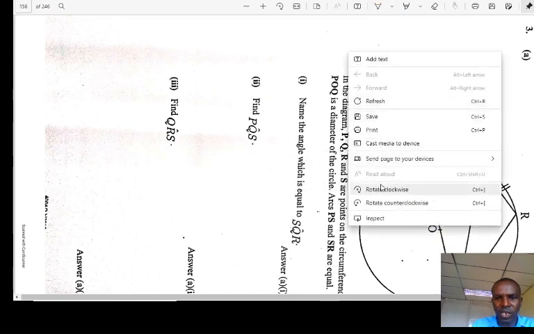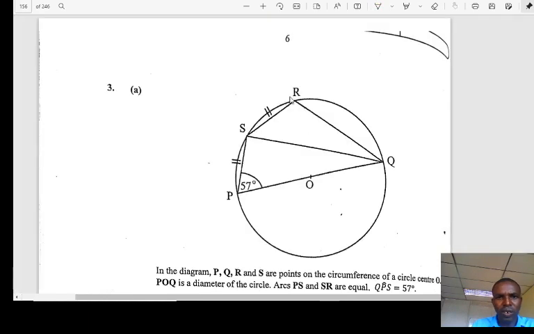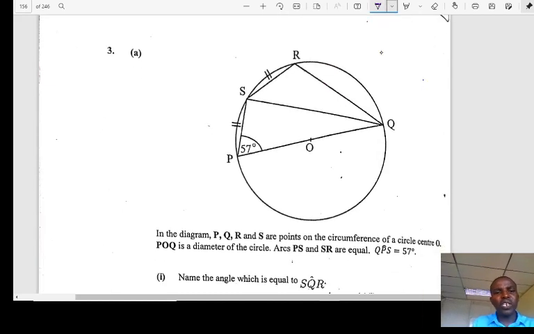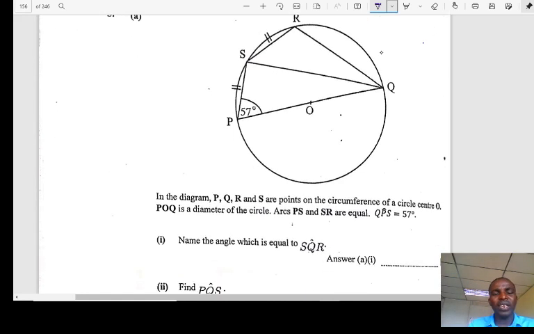Let me rotate this one. Right, 3a. This is circle geometry. In the diagram, P, Q, R, and S are points on the circumference of a circle, center O. POQ is the diameter of the circle. Arcs PS and SR are equal. And QPS, the angle at P, is 57 degrees, given. Name the angle which is equal to SQR, right?